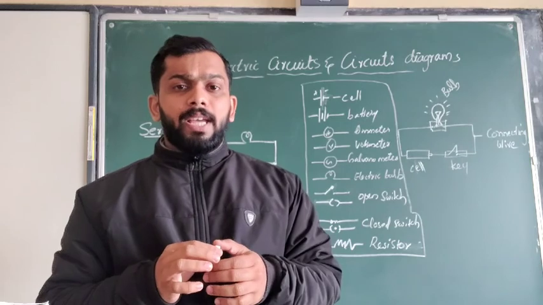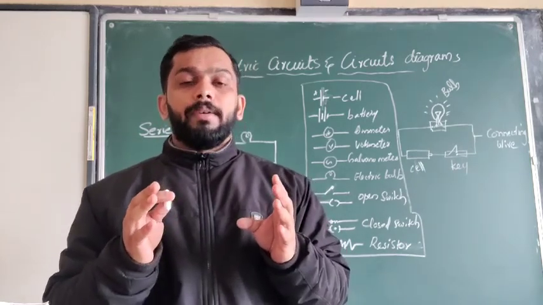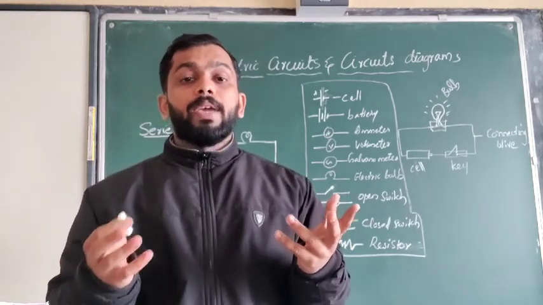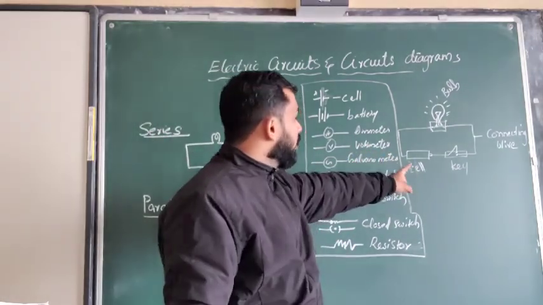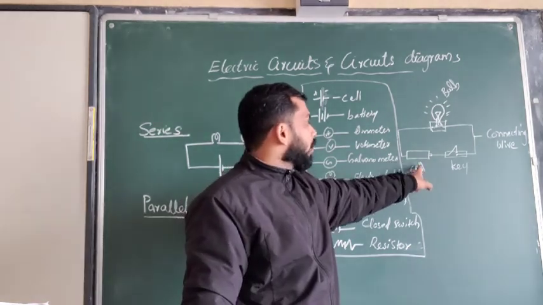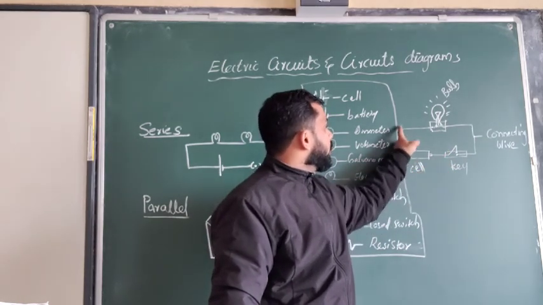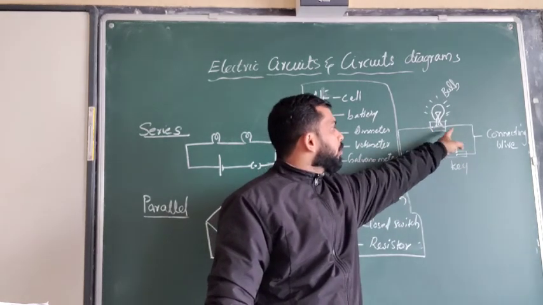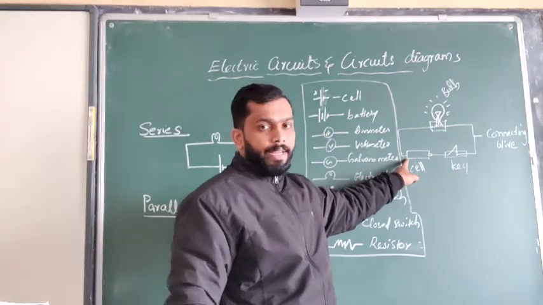Suppose I want to connect a bulb, a switch and a cell. How can I represent that diagrammatically? This is how I can represent it. There is a cell, and a key. Then a bulb is shown. It is connected from the positive terminal to the switch, then to one terminal of the bulb, and another wire comes from the other terminal of the bulb to the negative terminal.